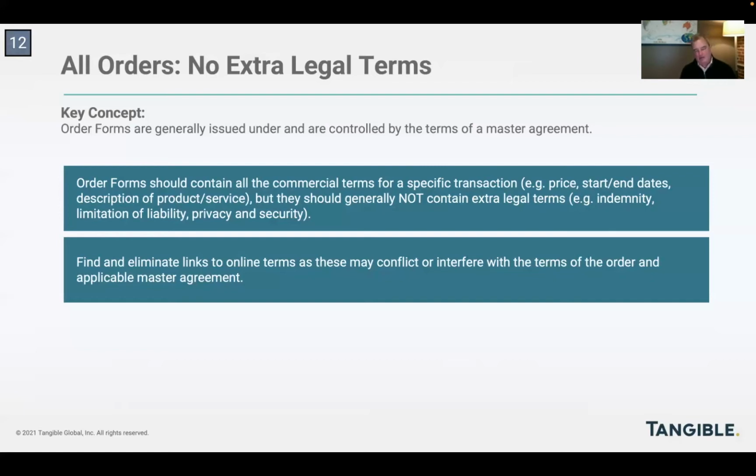And again, as we touched upon earlier, it is really super important to deal with links to online terms. You'd be surprised at how often you see those, particularly from SaaS vendors and from software vendors that like to rely on their online forms to introduce additional legal concepts that may conflict with or be inconsistent with the understanding of both parties as they negotiated the master agreement.